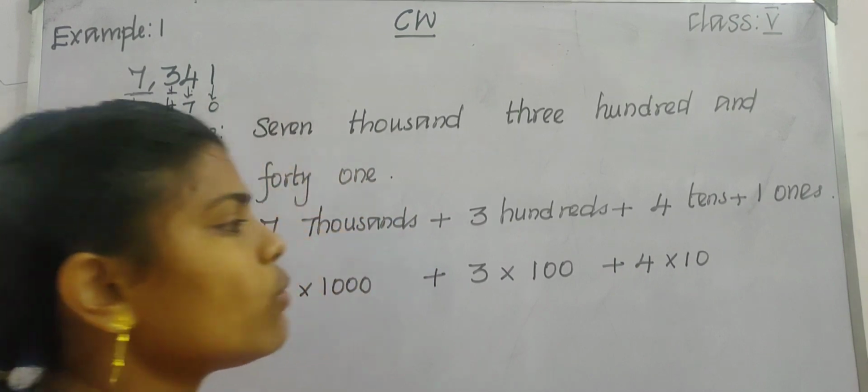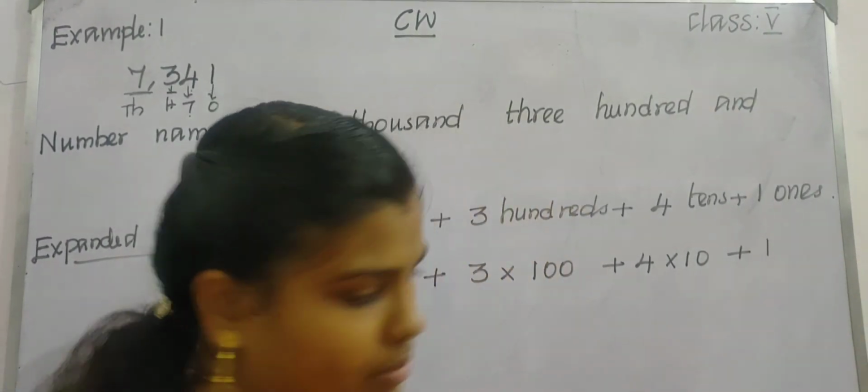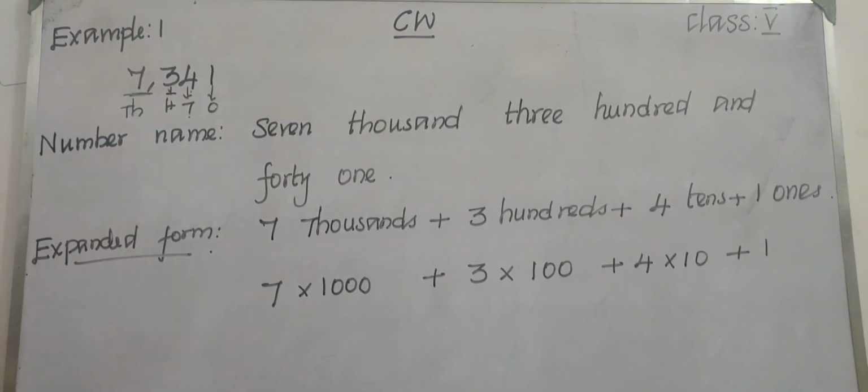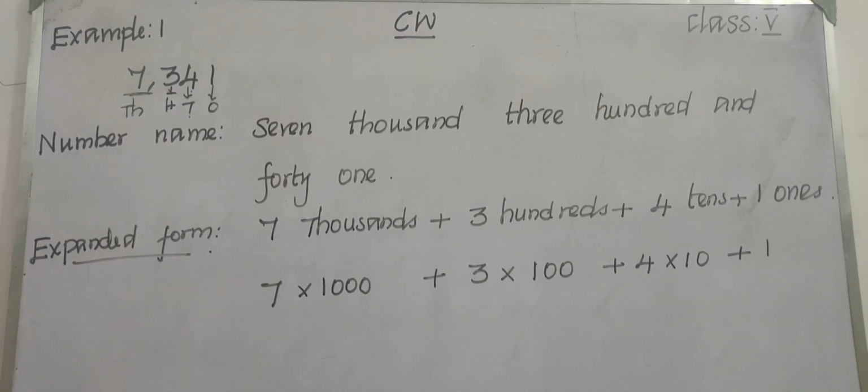So we need to have only 1 zero. And then at the last we are having plus 1. Is it clear? Very easy, right? So this is the answer. Okay children? So just copy this in your notebook.